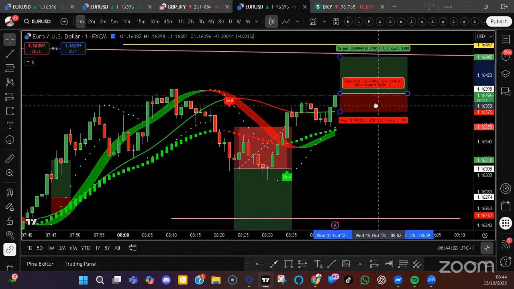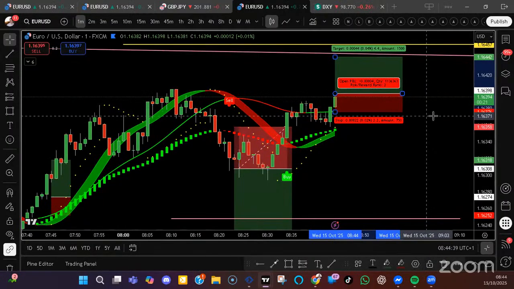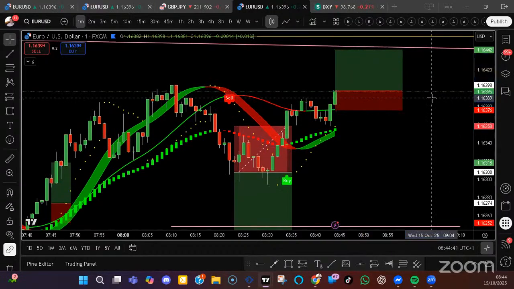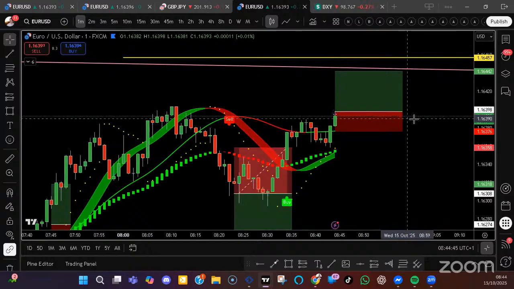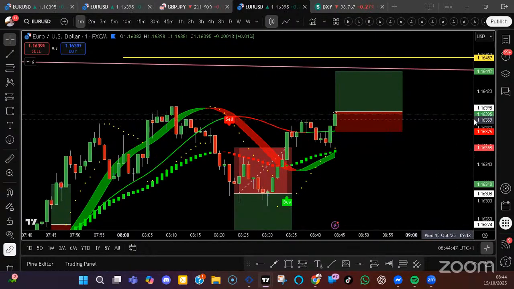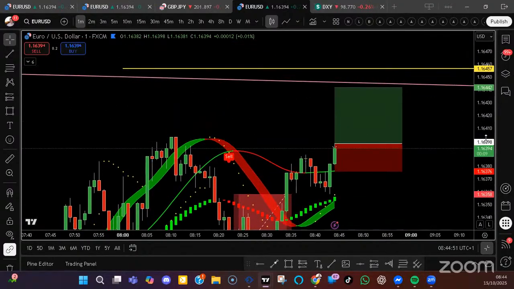So there we go. I'm paper trading this. I'm not actually trading this. I would have been in with a 2.2 just about now. So let's see what happens. Paper trading this.